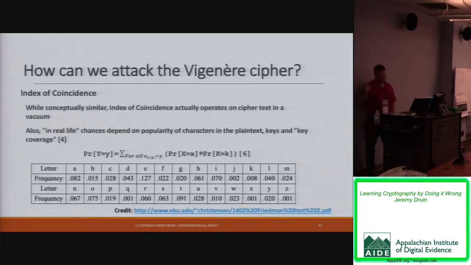Now, in real life, index of coincidence does not work that way. I was just drawing an analogy. Letters are not a 1 in 26 chance. The letter E is much more likely than the letter Z. The letter T and the letter A are much more likely than the letter O and P. Okay? And this table actually shows the frequencies of the letters. And this is the formula for the probability of actually getting a particular key byte.